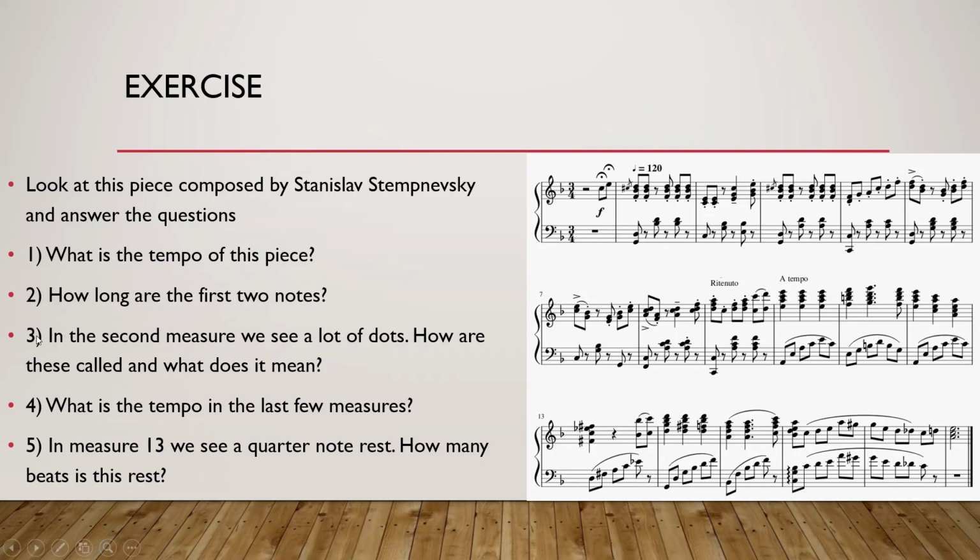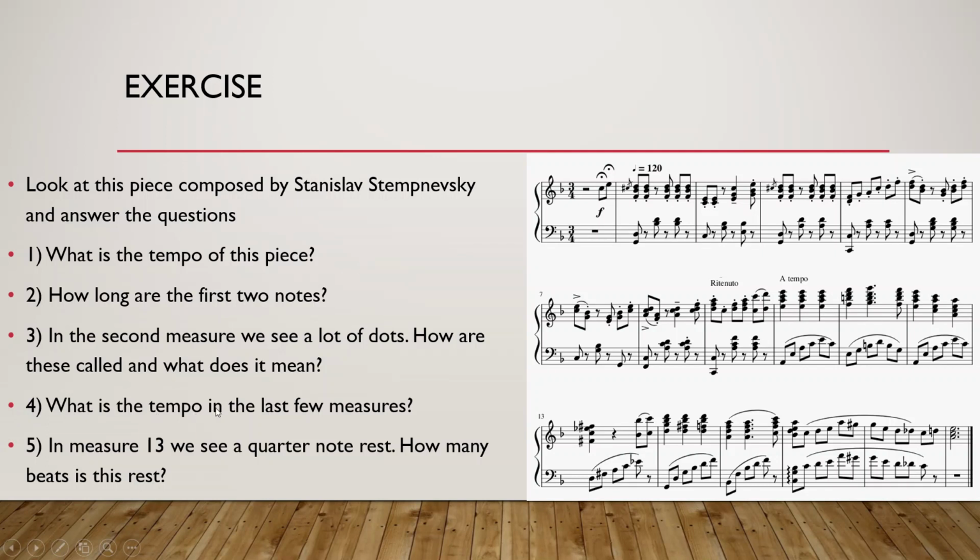Number 3. In the second measure, we see a lot of dots. What are these called? What does it mean? Second measure, here, a lot of dots. They are under the notes, meaning it is a staccato, also from our lesson about articulation. And this means we play the notes really short and pointy.